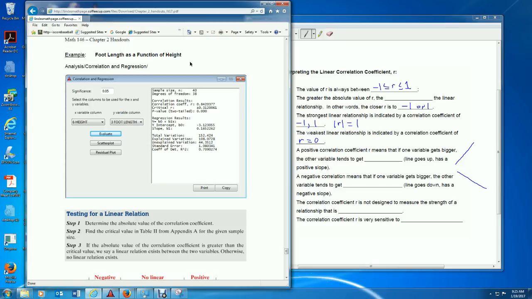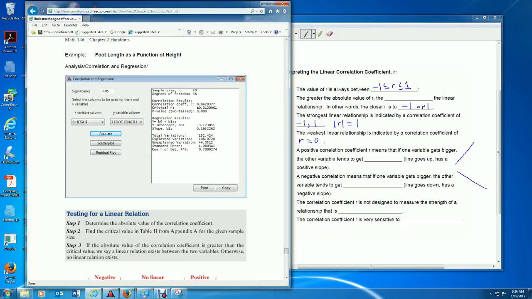And then at the top of StatDisk, just go to Analysis, Correlation and Regression. We plotted foot length, so that was my y variable, as a function of height, so that was my x variable. And then just always leave this at a significance of 0.05. Hit Evaluate, and then it will give you the results.